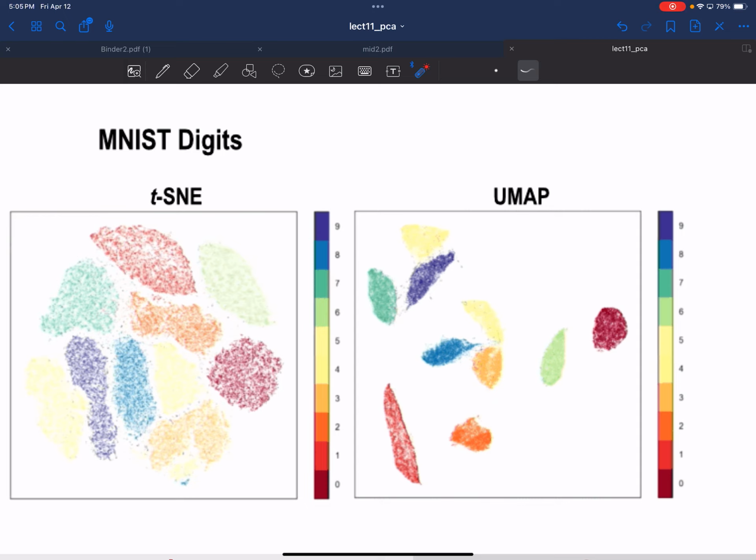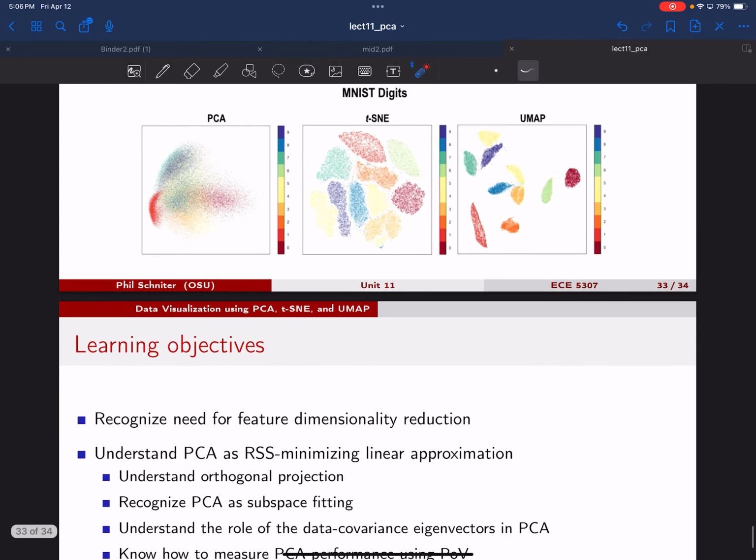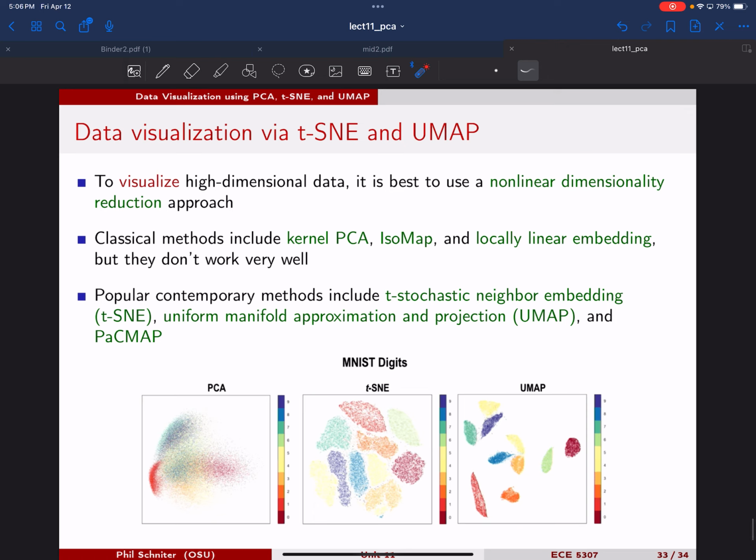These guys didn't even have labels. They just from the features alone figured out that there are these different classes of features. So it can be a data exploration tool that is useful in some projects. Okay, so that's all I have for this unit. Are there any last questions?